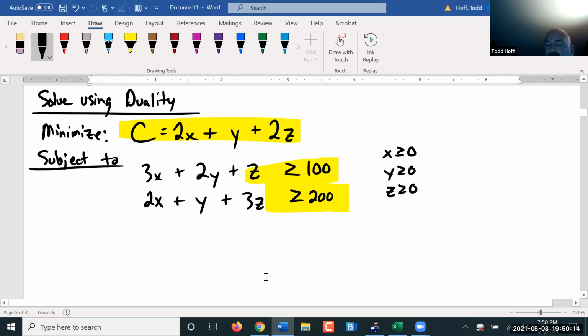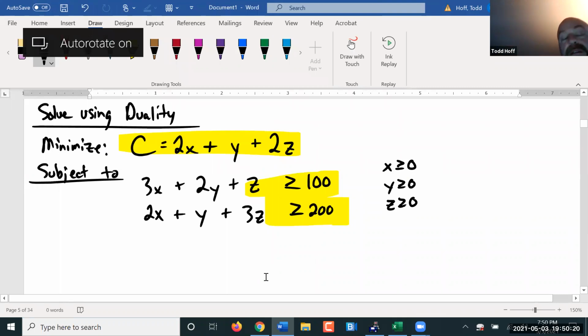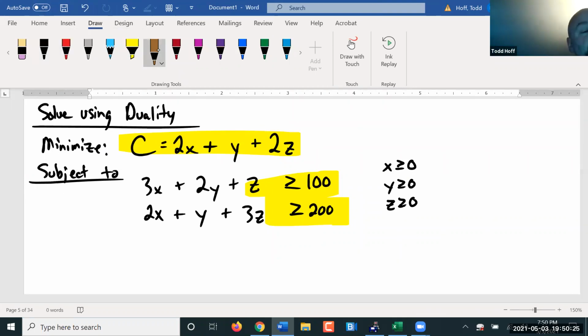So that problem that literally took 4 or 5 minutes with Excel, let's see how quick we can run through it with duality. I shouldn't say run, but I'll take my time and make sure you guys can keep up on it. So we start out by creating a characteristic matrix. Characteristic matrix starts with the constraints.